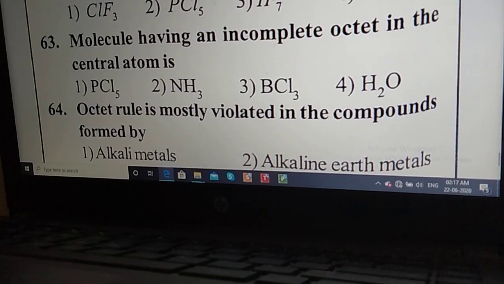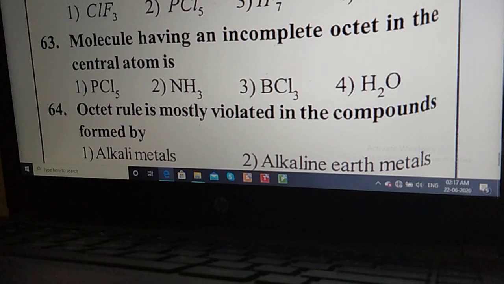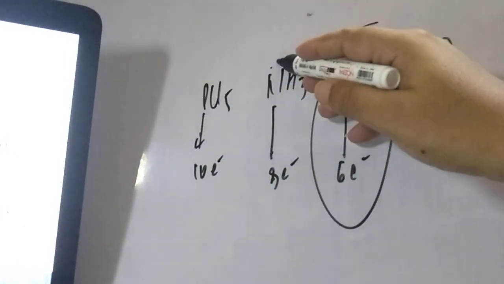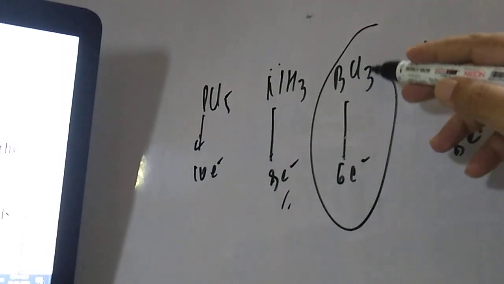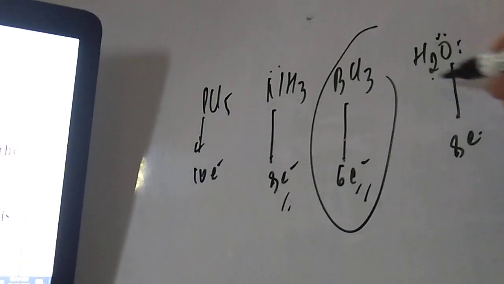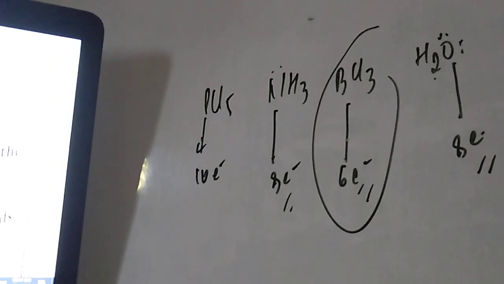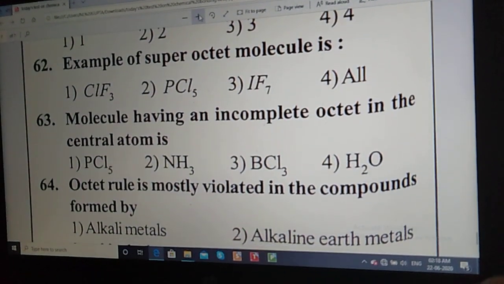PCl5 has 10 electrons, NH3 has 8 electrons, BCl3 has 6 electrons, students, and H2O has 8 electrons. If you see on the board, I also did it here: PCl5, 5 bonds means 10 electrons. NH3, 3 bonds and 1 lone pair, so 6 plus 2 is 8 electrons. BCl3, 3 valence electrons and 3 bonds, so 3 bonds means 6 electrons. H2O has 2 bond pairs and 2 lone pairs, total 8 electrons. So the correct option will be BCl3. You can try to do it in detail, students, you will be able to do it. This is very easy.